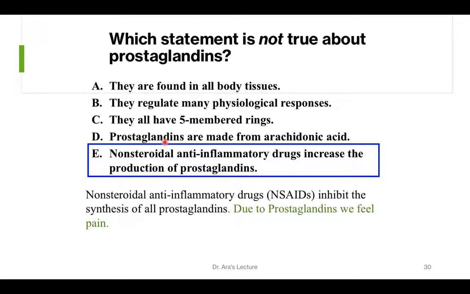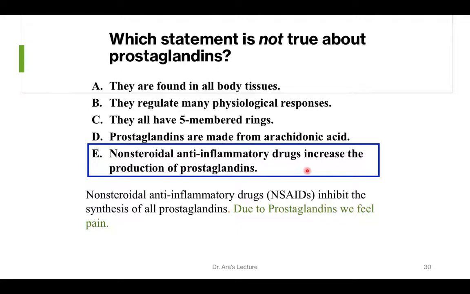Which statement is not true about prostaglandins? They are found in all body tissue, correct. They regulate many physiological responses, correct. They all have a five-membered ring, correct. Prostaglandins are made from arachidonic acid, this is also true. Non-steroidal anti-inflammatory drugs, NSAIDs, increase, no. Actually, NSAIDs decrease production of prostaglandins.